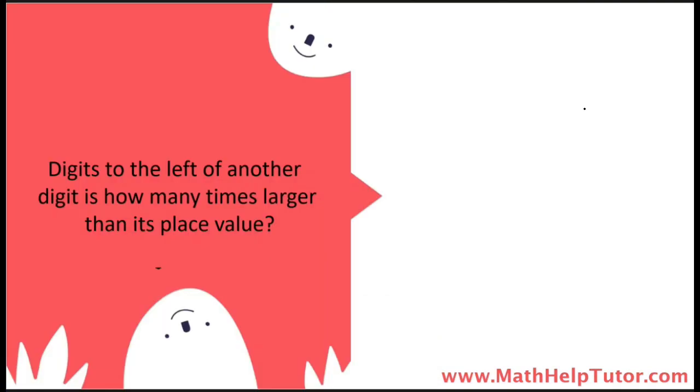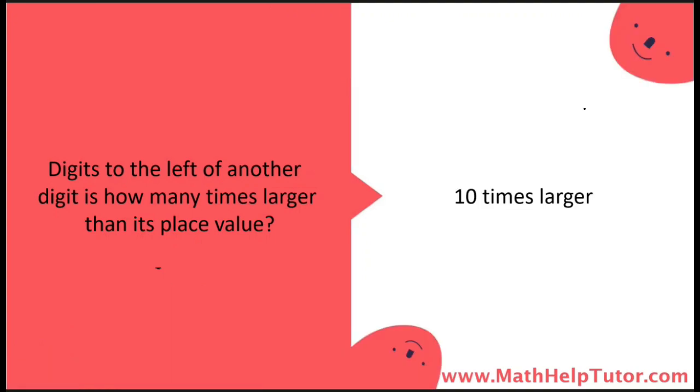Digits to the left of another digit is how many times larger than its place value? The answer is 10. 10 times larger. Digits to the left of another digit is 10 times larger than that digit's place value.